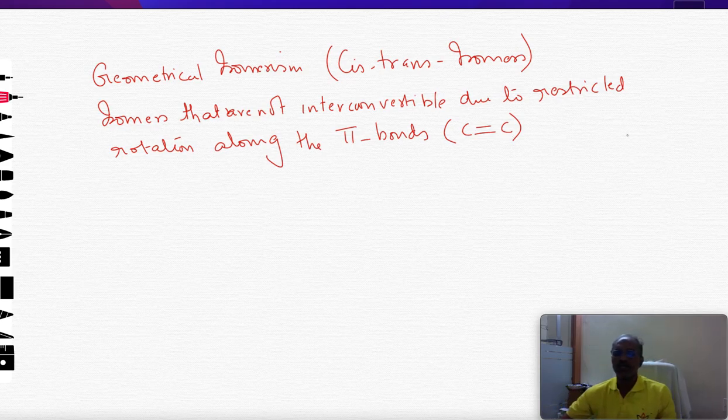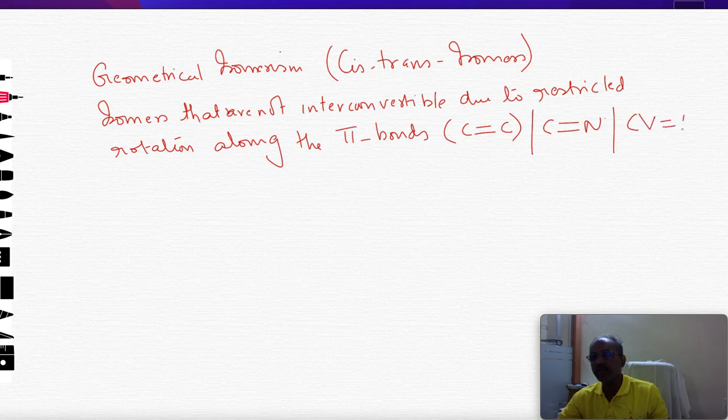The pi bond does not always mean C double bond C. It can be C double bond N also, or N double bond N, or also, along the pi bonds, double bonds only. In this case only double bonds. Don't take triple bonds, though triple bonds also can be considered as a pi bond. So C double bond C, C double bond N, or N double bond N, whatever. But precisely we generally see C double bond C.